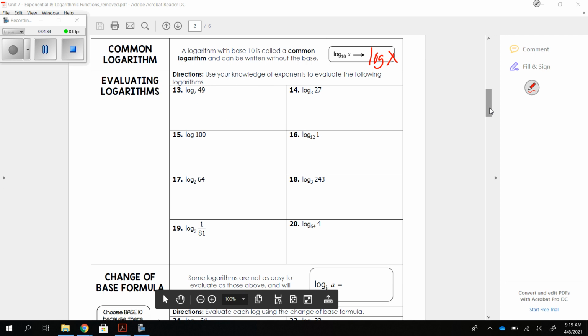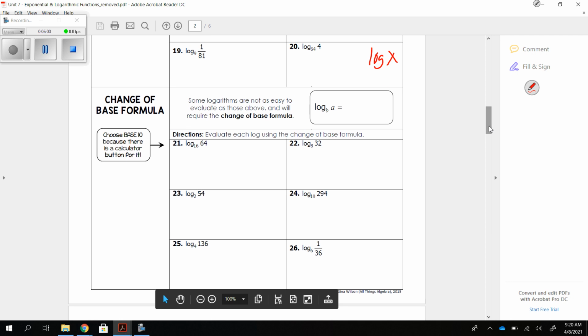Looking at number 15 real quick, because I don't want us to freak out, because there's no little number here. When there's no little number there, a log with a base 10 is called a common log, so that's 10. So 10 to the power of x equals 100. Once again, x equals 2, because 10 squared is 100. Moving on, this is our last part.